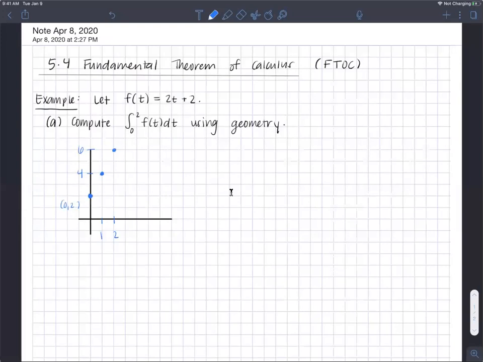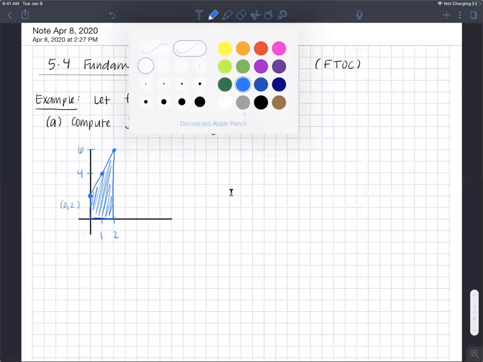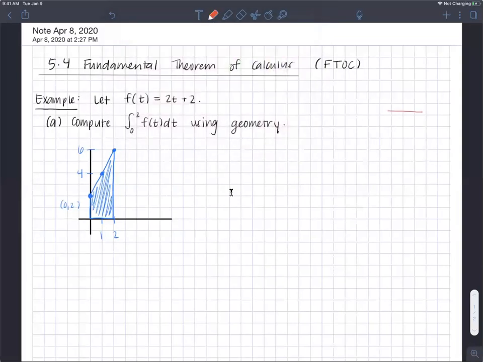Did I do that right? When you plug in 2, do you get 6? Yeah. So this is my line from 0 to 2. And so the shape that I'm getting now, I want to find the area of this shape, essentially. Do you guys know what shape that is? Yeah, it's a trapezoid.